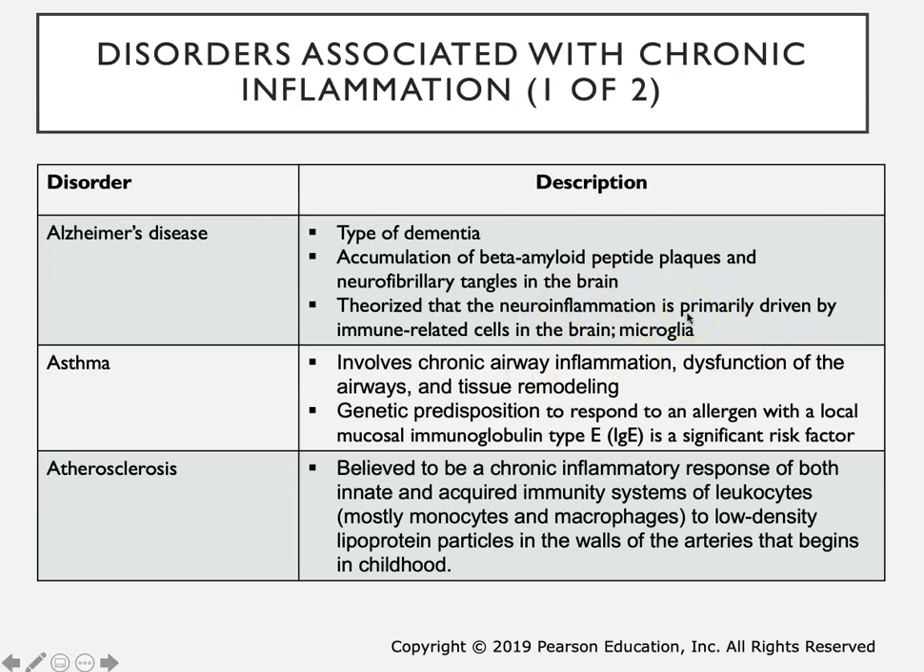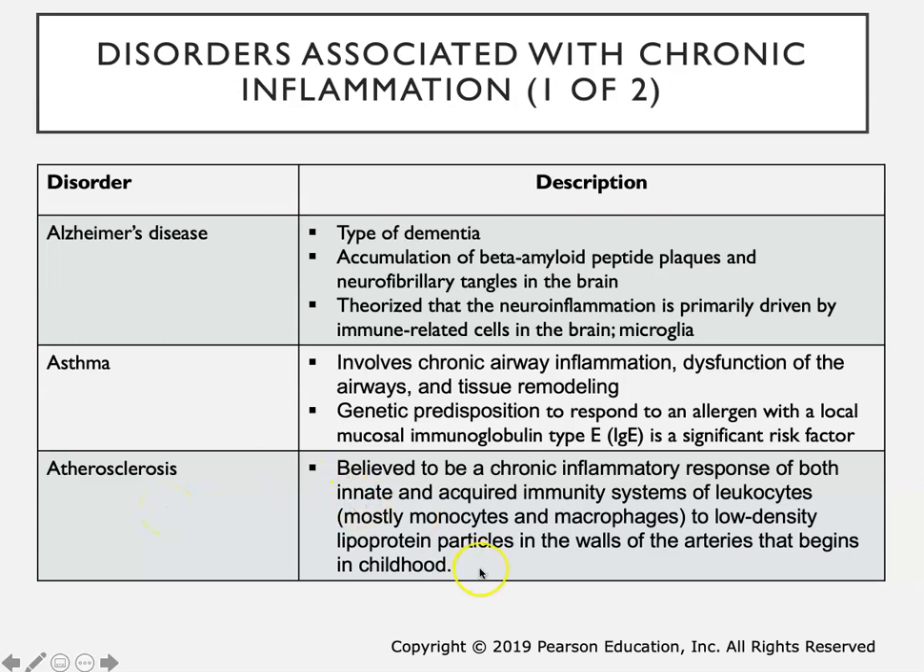neuroinflammation is believed to be involved, right? Primarily, immune cells of the brain called microglia are believed to be major contributors to Alzheimer's disease. Okay, asthma, another one, right? Chronic airway inflammation. Okay.